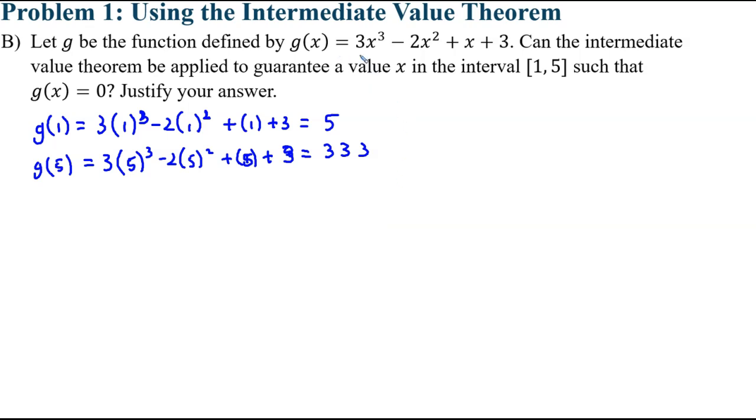Now again our function is continuous, so we can apply the intermediate value theorem. But notice the 0 doesn't fall within this range of 5 to 333. So this is going to be inconclusive. It may have a 0 on this range, it may not, but the information we have doesn't tell us that. So, can I conclude it? We'd say no, and for my justification, the 0 we're looking for is less than g of 1, which is less than g of 5. So that's how we know that's not going to work.